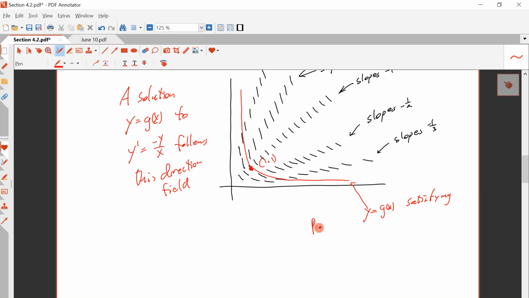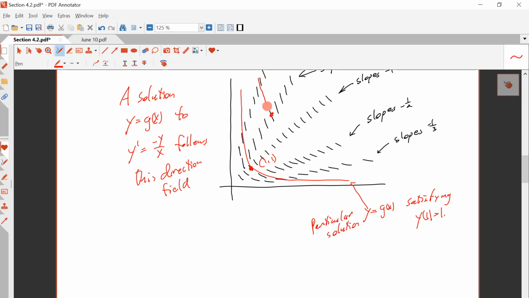the particular solution y equals g of x satisfying y of 1 equals 1, if it goes through the point (1, 1). If you have any other point that you need to be part of the solution, it could be over here, and then that's your solution. Something like that.